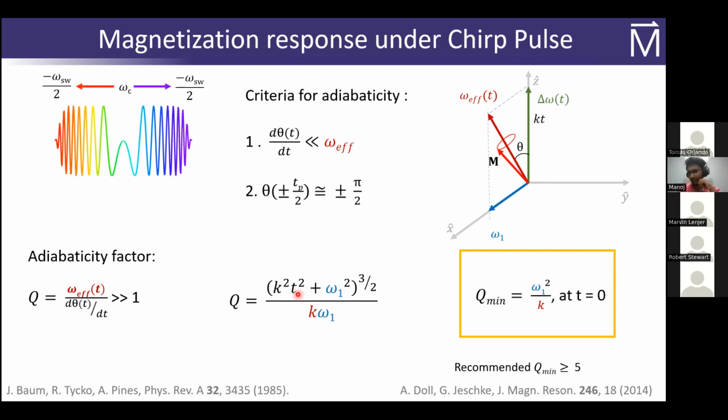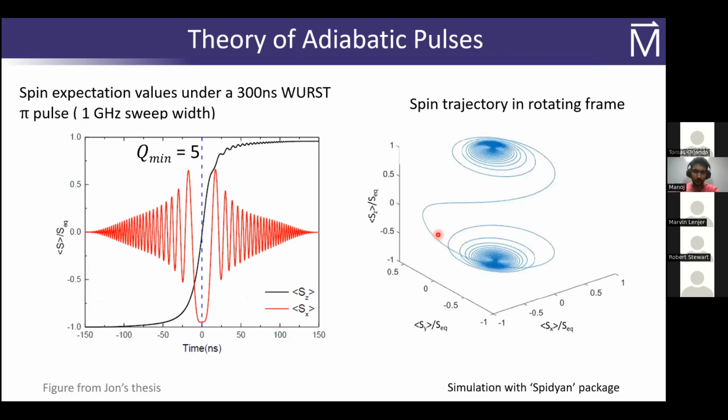That is at t equals 0, which we get as the ratio of the square of the nutation frequency over the chirp rate. So this gives a guideline for designing these adiabatic chirp pulses by choosing the microwave power or varying the pulse width or the pulse length. The group of Ganoy-Eshke recommends a minimum adiabaticity of about 5.